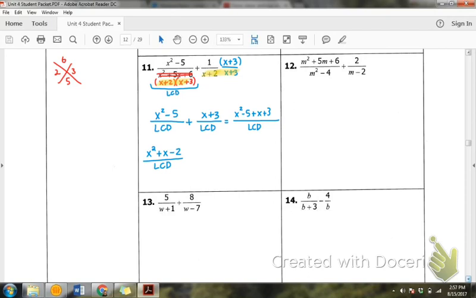Are we ready to put our LCD back in? No, because we've got to check to see if we can factor, right? So if I'm factoring, what two numbers multiply to get negative 2 and add to get 1? Ryan?